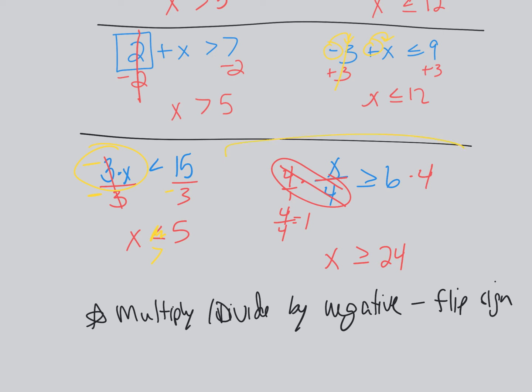Or in this one here, if this would have been negative 4, I would have had to multiply by negative 4. And again, when I multiply or divide by a negative, this would have switched and become less than or equal to. But that doesn't change the entire rest of the problem. The rest of the problem we solve like we normally would, just like an equation. We have to remember that last step at the end. Did I multiply or divide by a negative? Then we flip that sign.